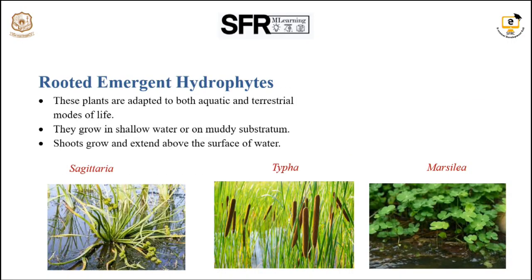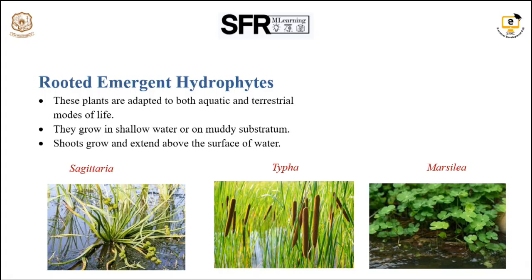Next, rooted emergent hydrophytes. The final category is the rooted emergent hydrophytes. The plants in this group grow in shallow water with their underground parts in water or in saturated muddy soil, extending their shoots above the water surface. They are well known as marsh plants. They are partially below the water and the shoots are partially above the water surface, as in the plant of Sagittaria.